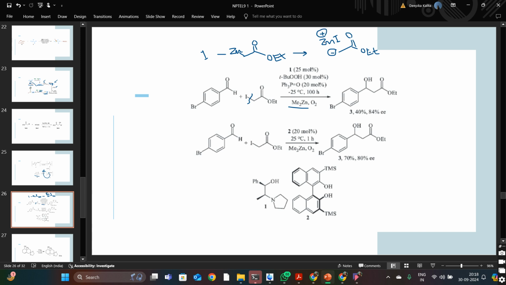Okay, so the nucleophilic part is now going to attack the aldehyde, which is bromobenzaldehyde in this case, and by workup we are going to get this beta hydroxy ester as our final product. So this is the reaction mechanism by which this Reformatsky reaction is going to take place, and the enantioselectivity is coming from this chiral center, which is now newly formed.